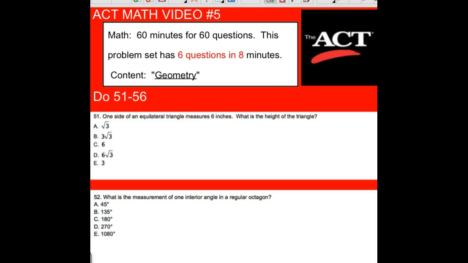Number 51, we have an equilateral triangle, which means all sides are the same length, in this case 6, and all angles are the same measure. In triangles, the sum of the angles is 180, which would leave each angle being 60 degrees. We are looking for the height of the triangle. Okay, so when I draw the height, I cut the bottom in half, which leaves this 3.